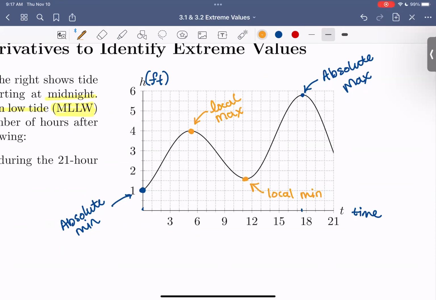And now one thing I want to mention is that even though we have some absolute min and max, these are also considered local max because they still satisfy the condition that in a region or area near that output, this value is larger than any value near it. So it's still considered a local max as well. And similarly for this absolute min, it's also a local min. Okay, that's just kind of a small point.